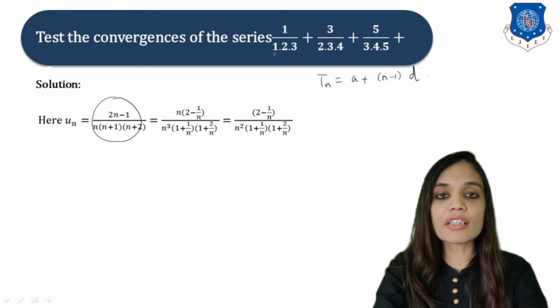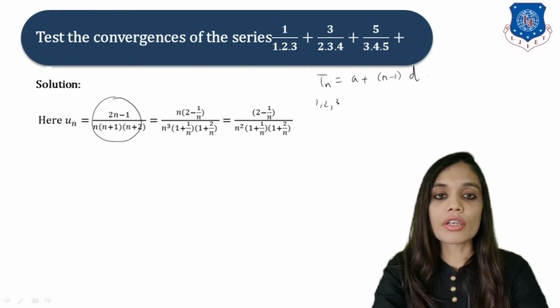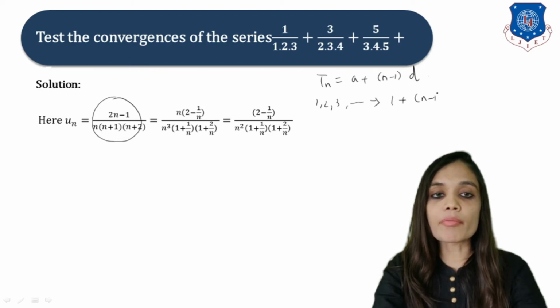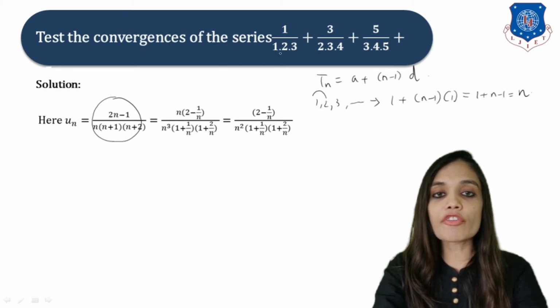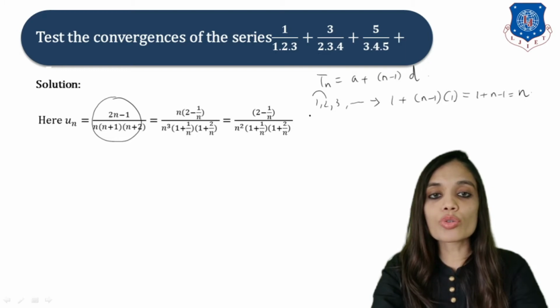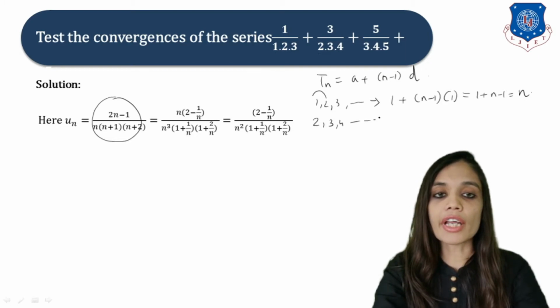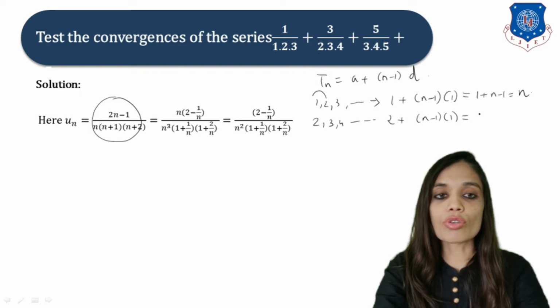So firstly let us take the series 1, 2, 3 and so on, right? So for this our a is 1 plus n minus 1 times our d, means difference. 2 minus 1 is also 1. So your answer will be what? 1 plus n minus 1. So it will give answer as n. Similarly we can find the nth term of 2, 3, 4, right? So here it will be 2 plus n minus 1 into 1. So you will get answer as n plus 1.